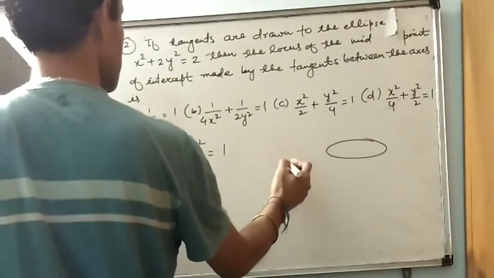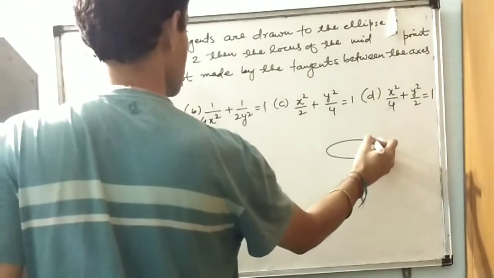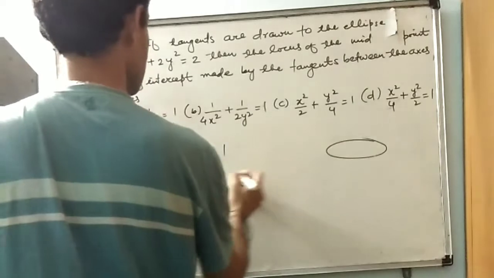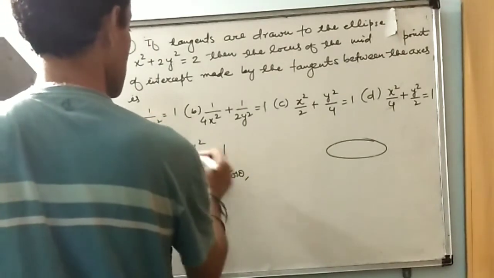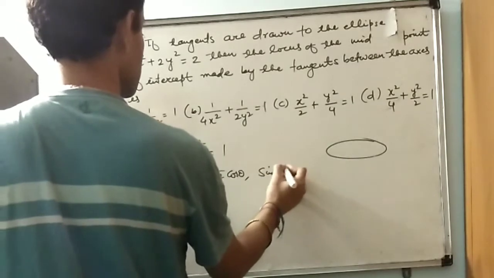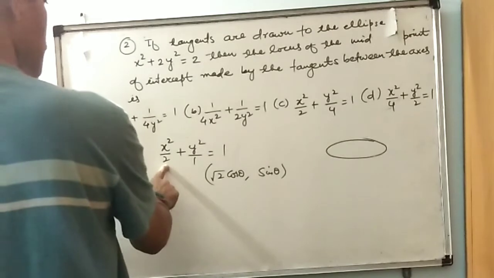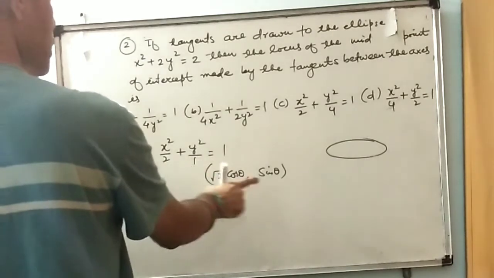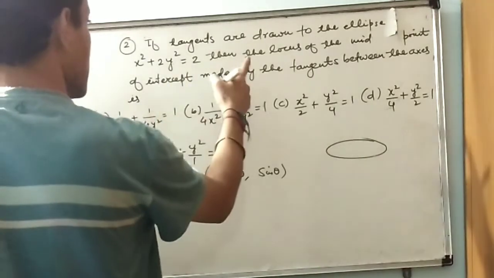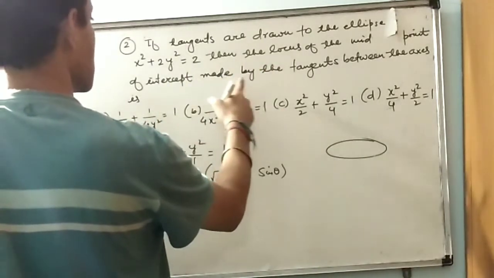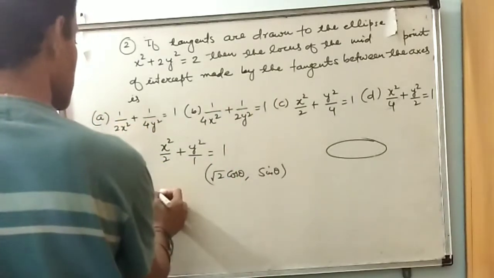Any point on the ellipse can be taken as root 2 cos theta and 1 sin theta. It's using a cos theta and b sin theta. The value of a is root 2 and the value of b is 1. Now we have to think about the equation of the tangent.